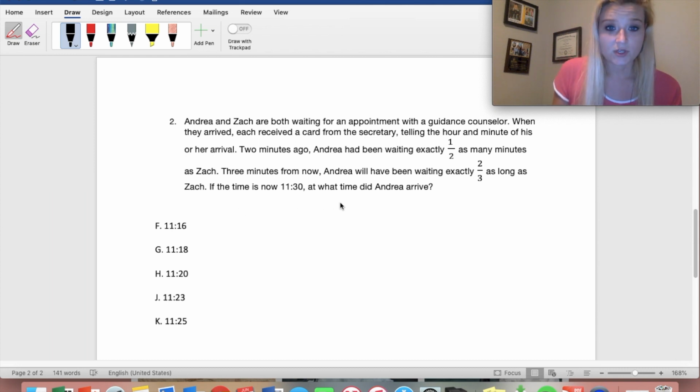So for this one, they want us to make a system of equations based off of the information that they're telling us. So for the first equation, we're going to take it from this sentence right here. So 2 minutes ago, Andrea had been waiting. So we have to represent Andrea 2 minutes ago. So that's just going to be A minus 2. So at that point, she had been waiting exactly half as many minutes as Zach 2 minutes ago. So that's going to be Z minus 2. So there's our first equation.